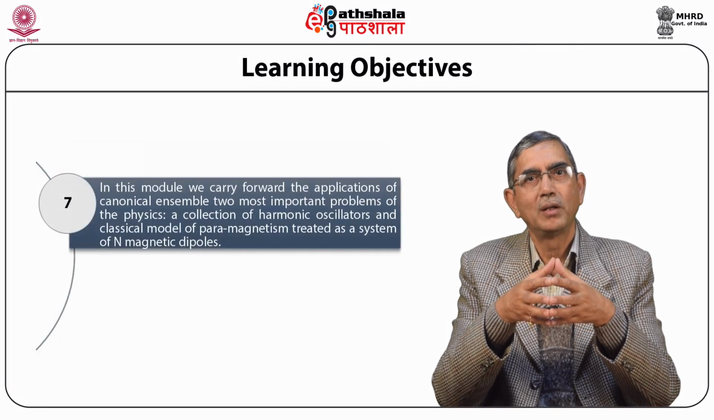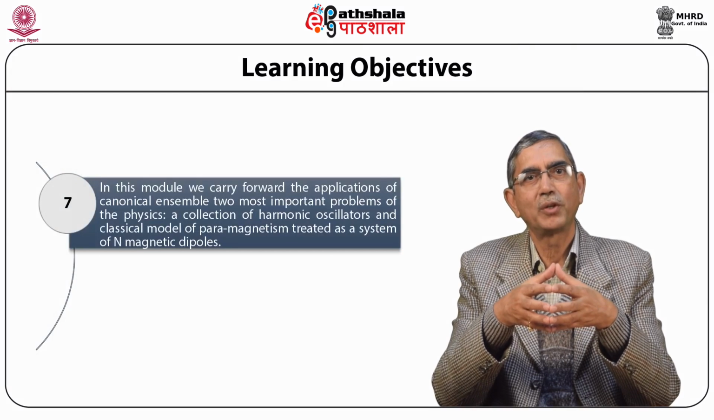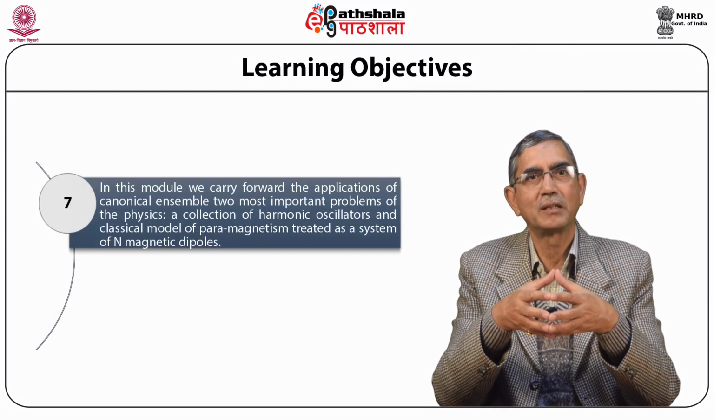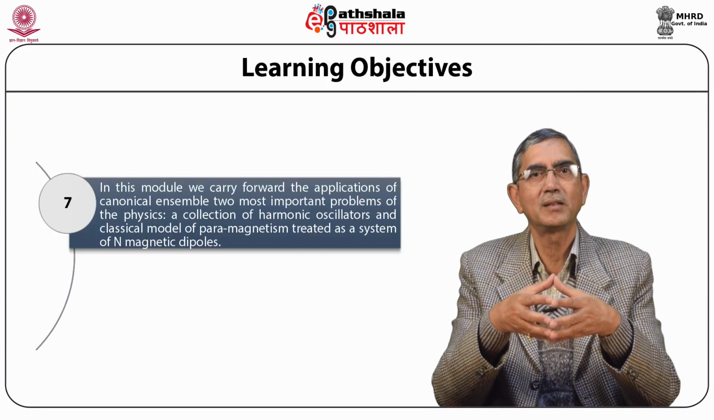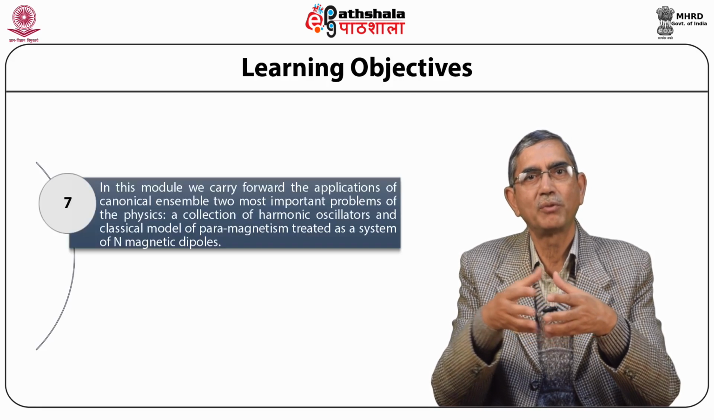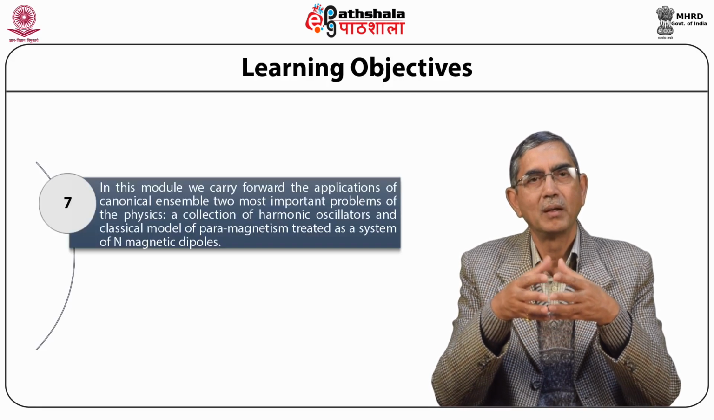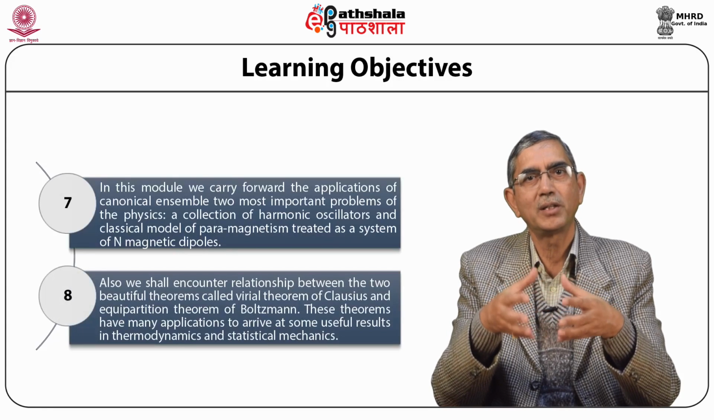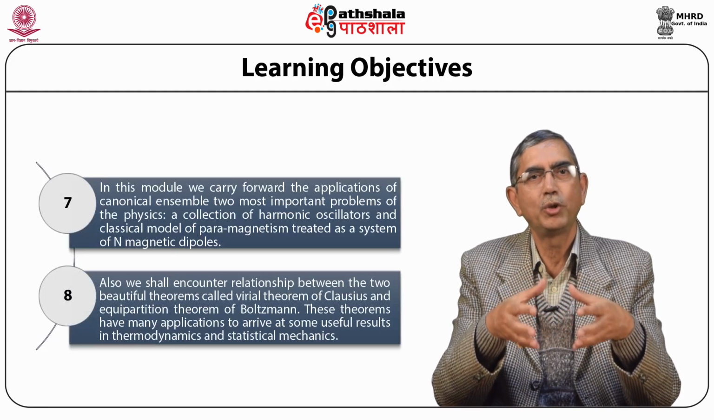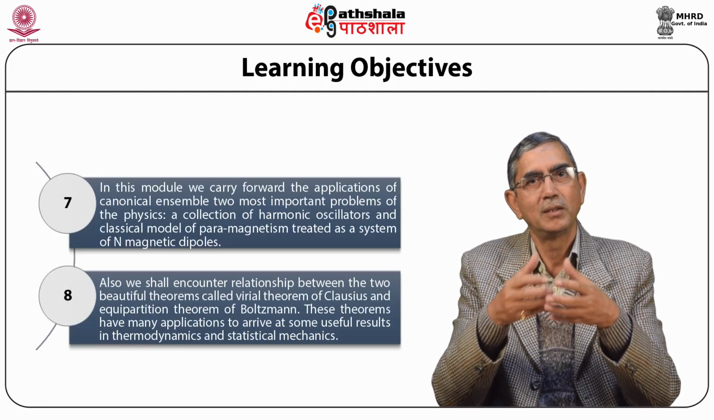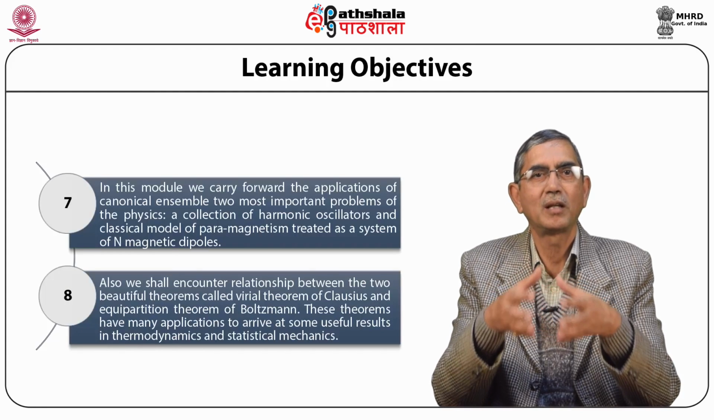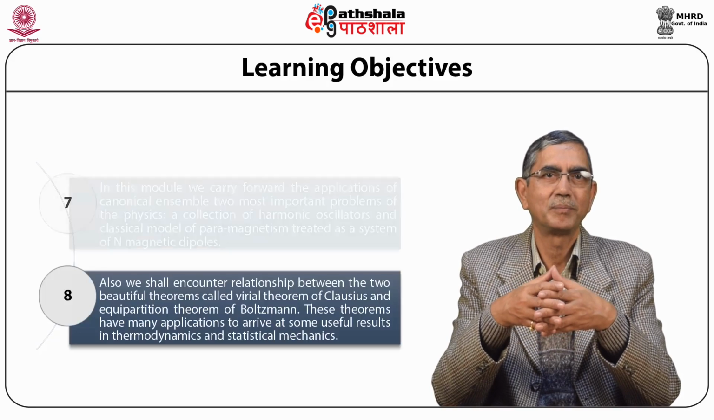In this module, we carry forward the applications of canonical ensemble to two most important problems of physics, a collection of harmonic oscillators and classical model of paramagnetism treated as a system of n magnetic dipoles. Also, we shall encounter the relationship between the two beautiful theorems called virial theorem of Clausius and equipartition theorem of Boltzmann. These theorems have many applications to arrive at some useful results in thermodynamics and statistical mechanics.